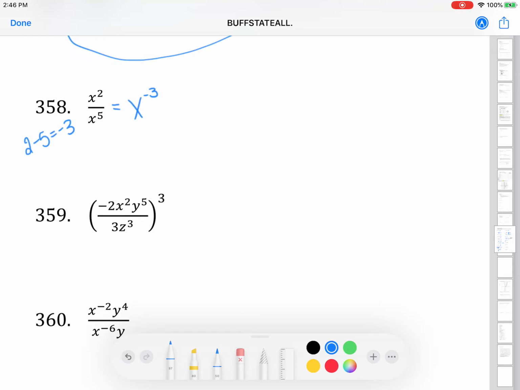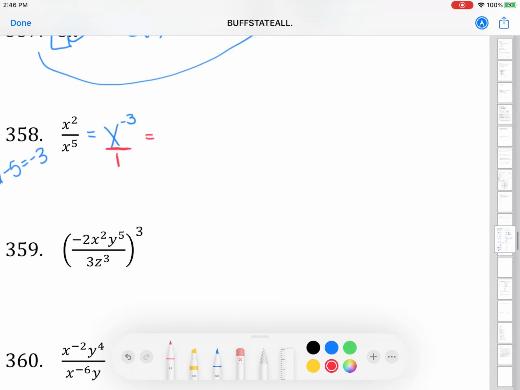And I know that I'm not done at this point because I can apply my negative exponent rule. So now I'm going to go ahead and apply my negative exponent rule. So I start by turning it into a fraction. Then my negative exponent rule is to flip my fraction. So it becomes 1 over x, and I make that 3 positive.